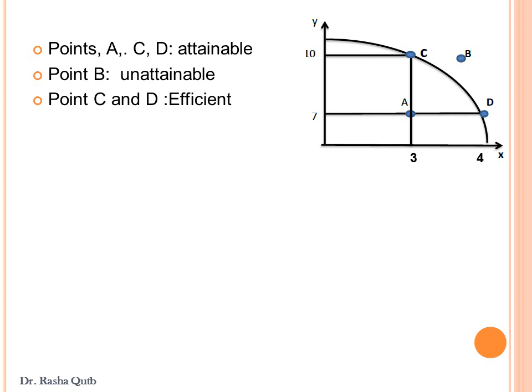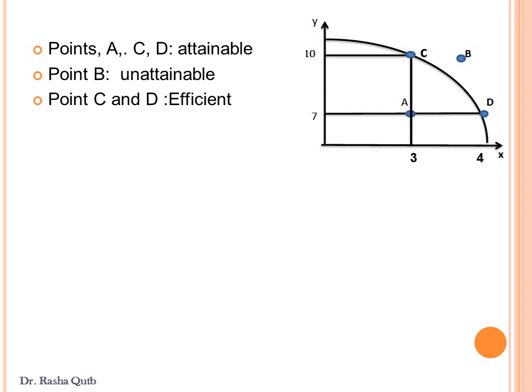Any point that is located inside or below the production possibility curve indicates that we have idle resources or the economy is in a recession. How can this economy reach point B?